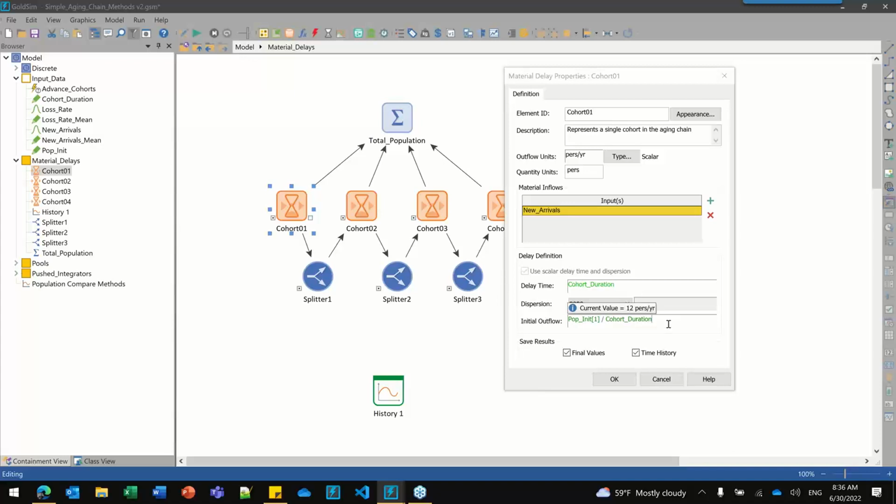So in our case, we'll have to say, well, it's the initial population definition that we have here. And then we have to make it a flow rate. And we'll just say, well, that's divided by the cohort duration. That's also the delay time.